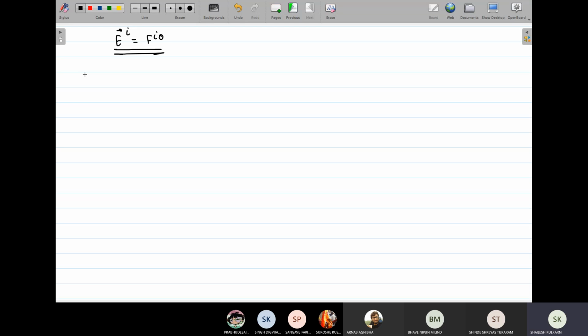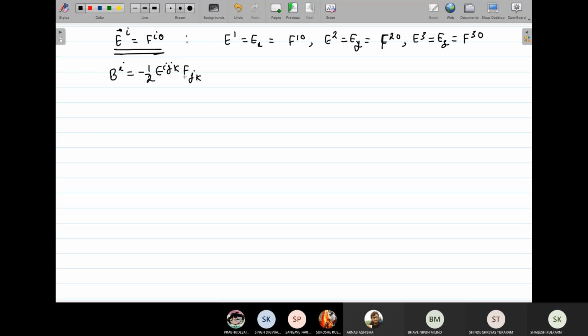So now you see I have the ith component of the electric field. E1 equal to Ex equal to F10, E2 equal to Ey equal to F20, and E3 equal to Ez equal to F30. And I have the magnetic field, which is Bi equal to minus half epsilon ijk Fjk, or F upper jk, it doesn't matter.